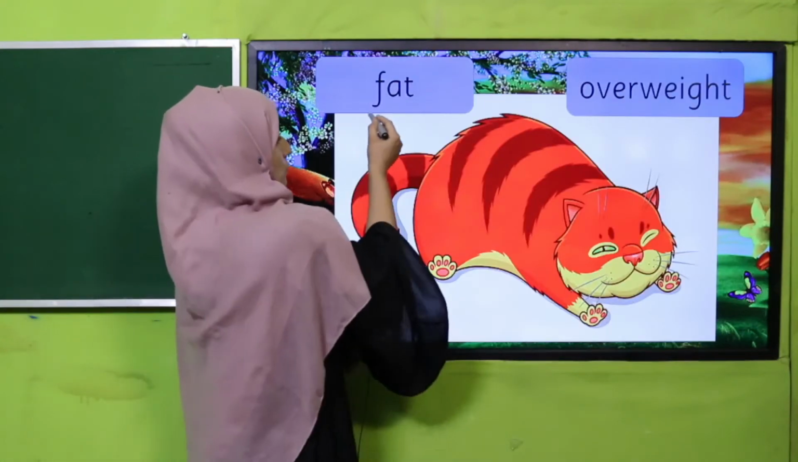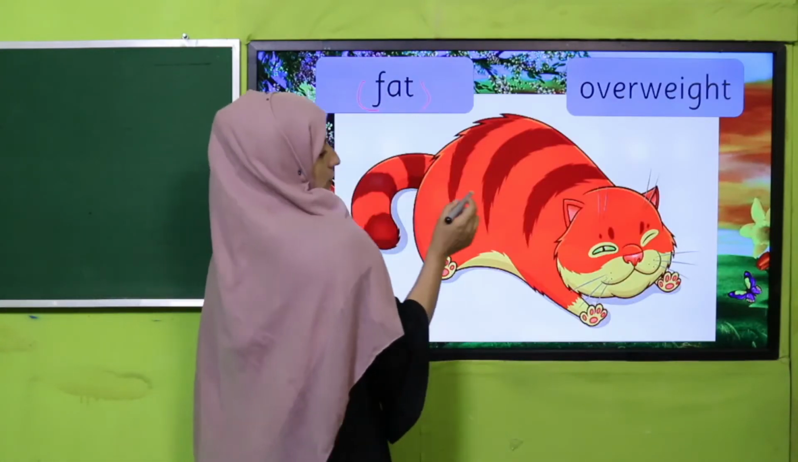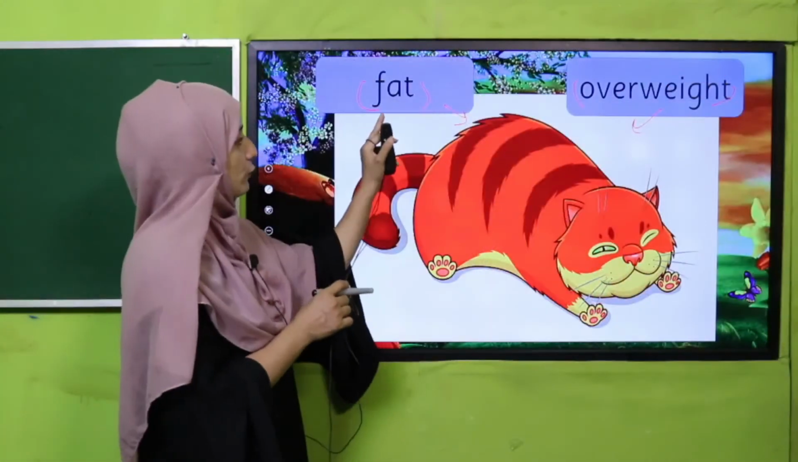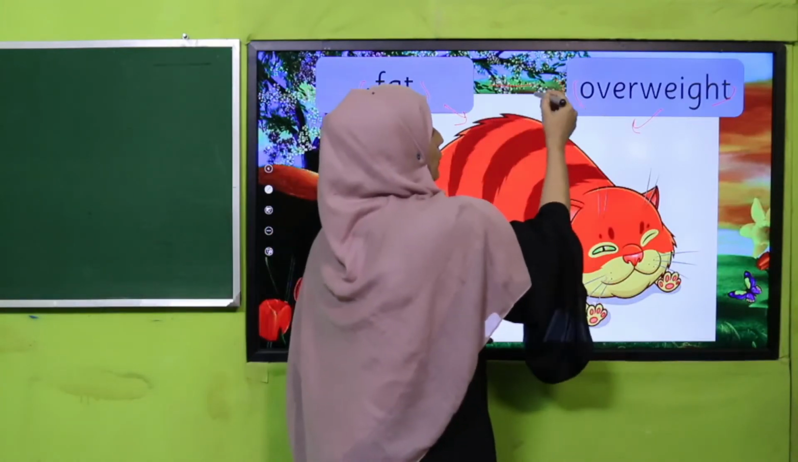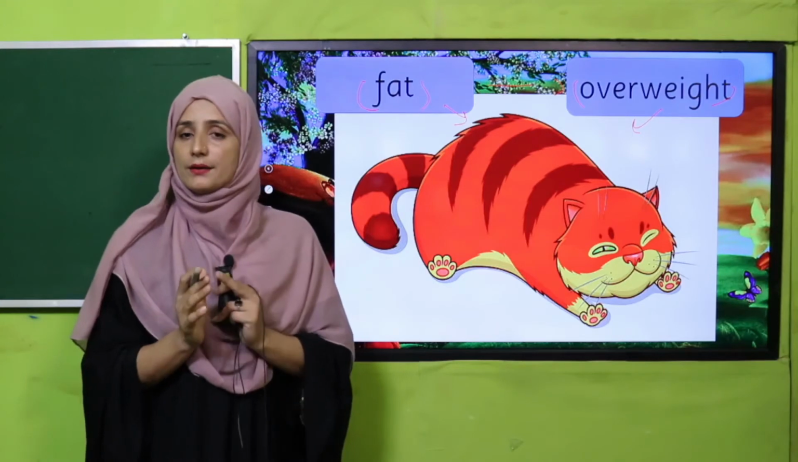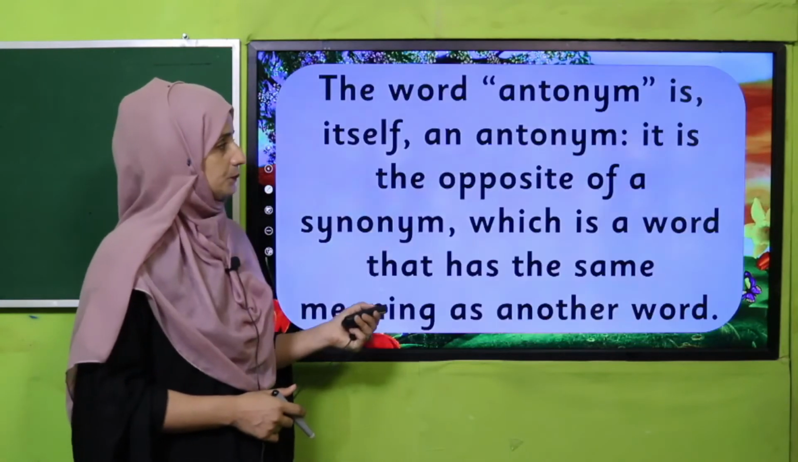So next, what was the word? Fat. Yes, overweight. Fat, overweight, both have the same meaning. Before, we read that fat and slim were antonyms, but now we are talking about synonyms. So fat means overweight, both have the same meaning, and both words are related to each other.